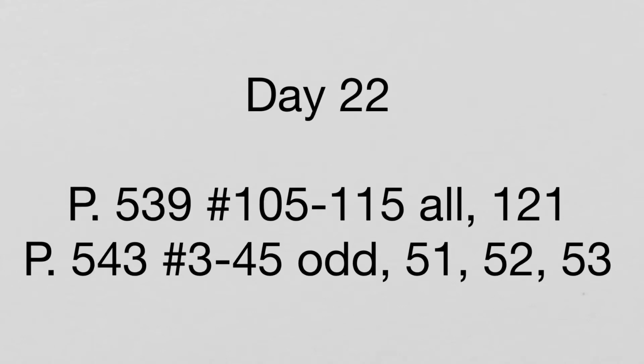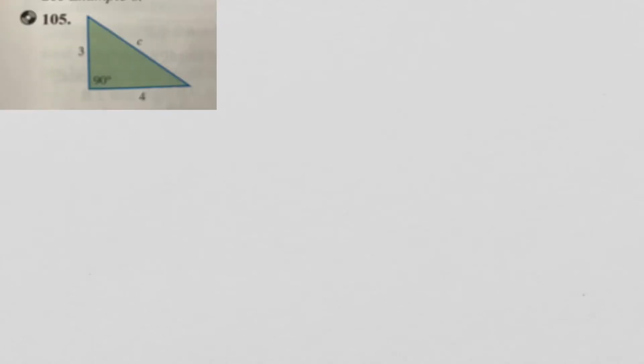Day 22. Okay, we're going to use the Pythagorean theorem to do this. In the Pythagorean theorem, a squared plus b squared is equal to c squared. These are always the legs of a right triangle, which are touching the 90 degrees. And this is always the hypotenuse.